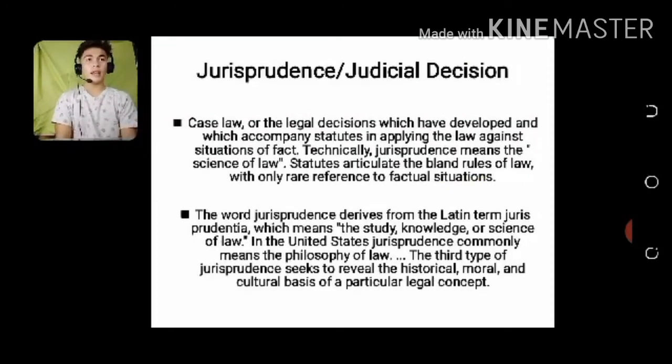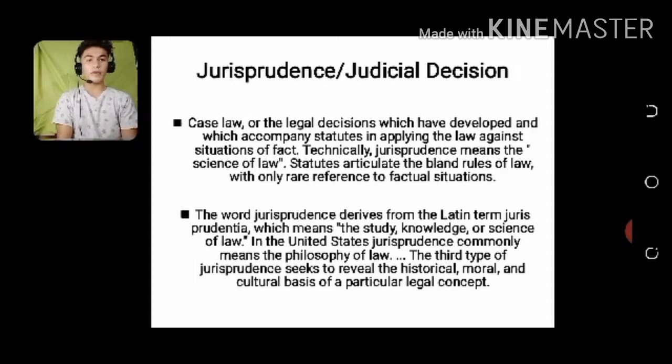Next is the first secondary source of international law: the jurisprudence or the judicial decision. Case law or legal decisions have developed and accompany statutes in applying the law to situations of fact. Technically, jurisprudence means the science of law. Statutes articulate the bare rules of the law, with only rare reference to factual situations. The word jurisprudence derives from the Latin term jurisprudentia, which means the study, knowledge, or science of law. In the United States, jurisprudence commonly means the philosophy of law.